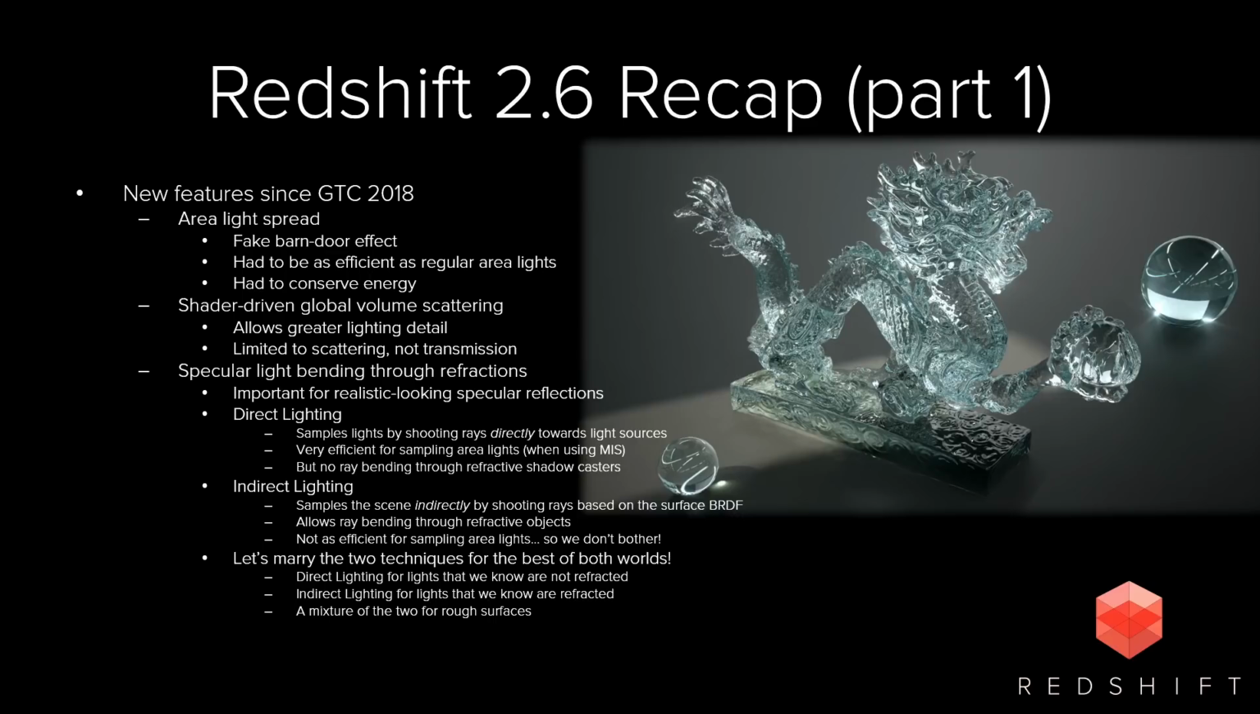But if we know that the ray is going to bend, there's a refractive thing there, then we'll say, okay, we're not going to do direct lighting, we're going to stop that ray, and we're going to let it continue and just do indirect lighting. So you can kind of get the best of both there.